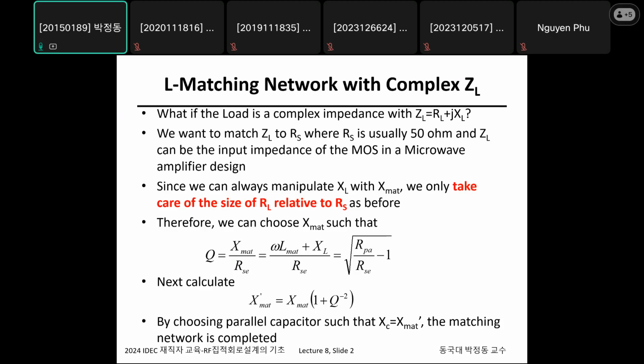So let's just take a look at when the load is a complex impedance, okay? Let's say ZL is RL plus jXL, okay? We want to match RL to RS, and typically RS is just 50 ohm, right? So ZL can be the input impedance of the MOS, or something else.